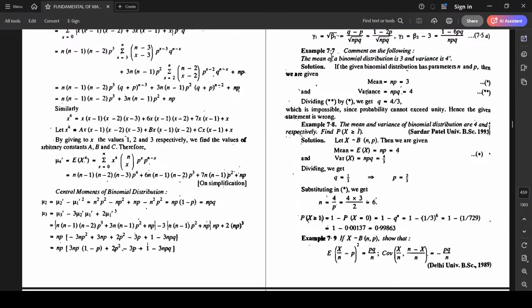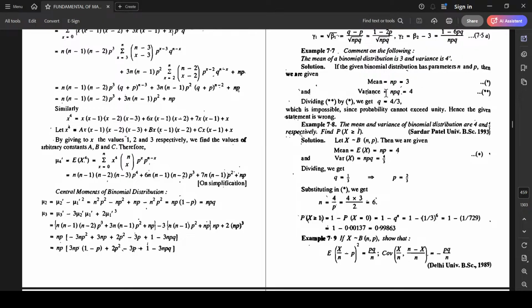Okay, solution. What we have to do is derive or find the value of the parameters n and p, and the formula for n and p. Mean is n times p and variance is n times p times q. So both of these you can substitute.